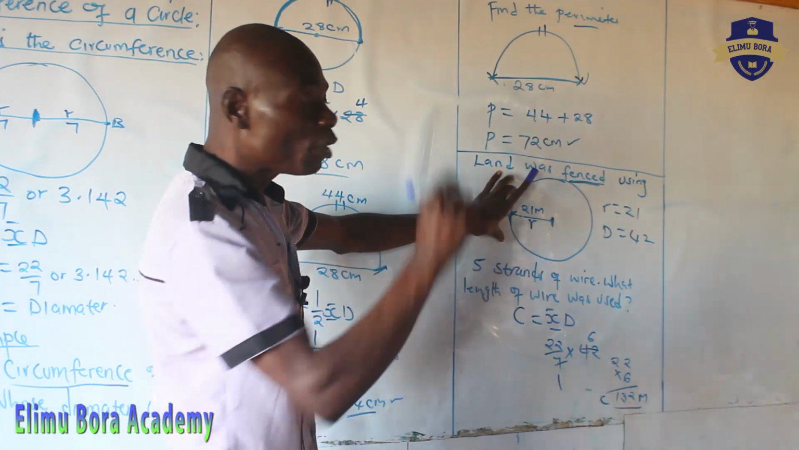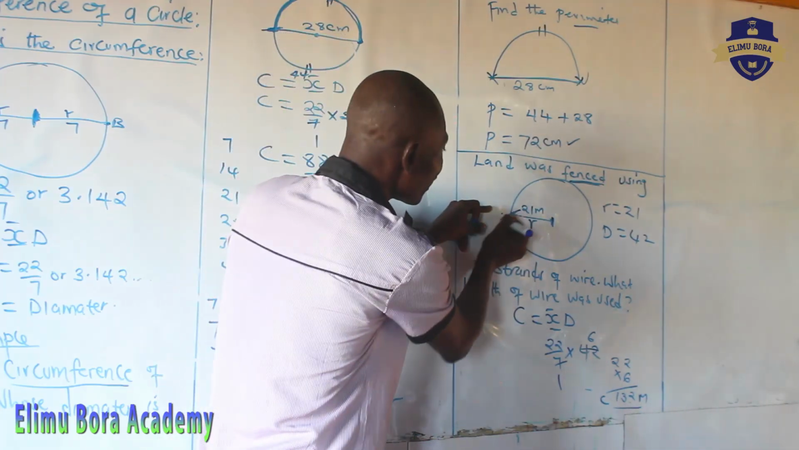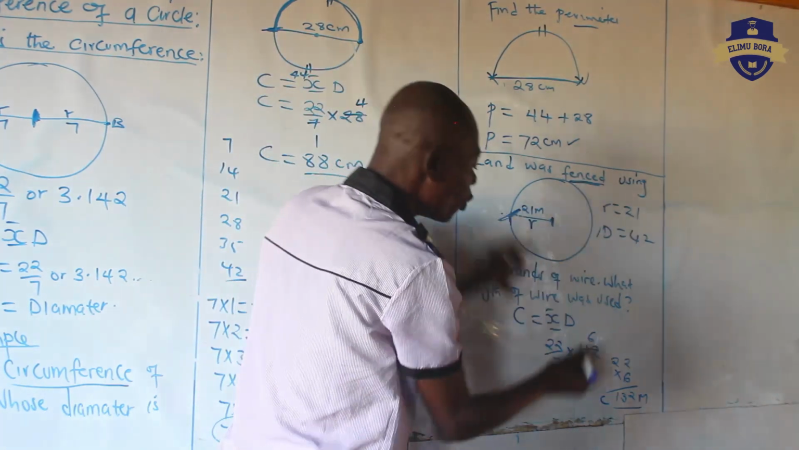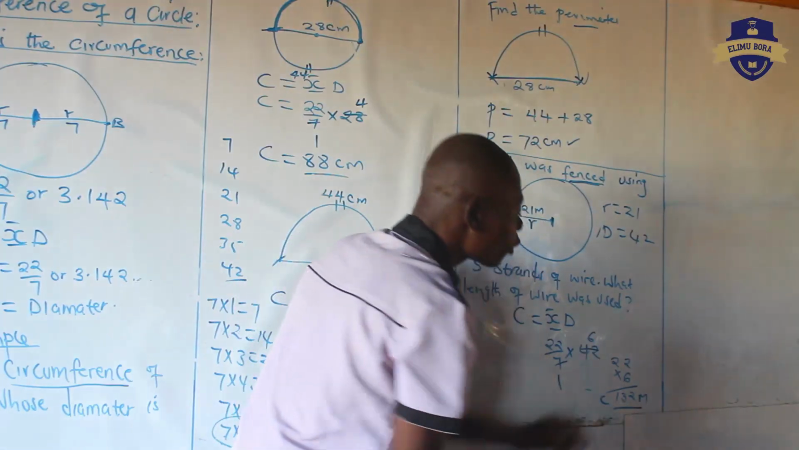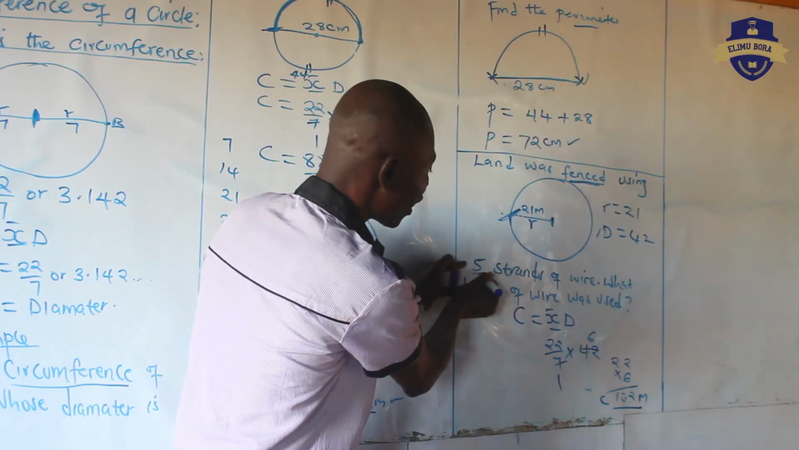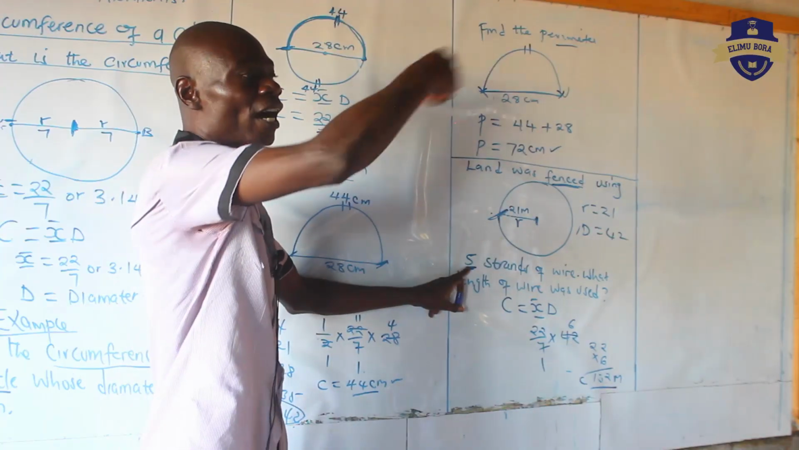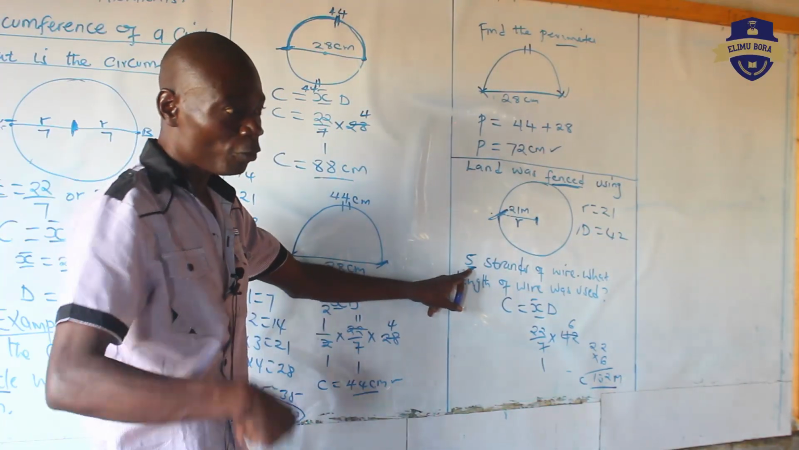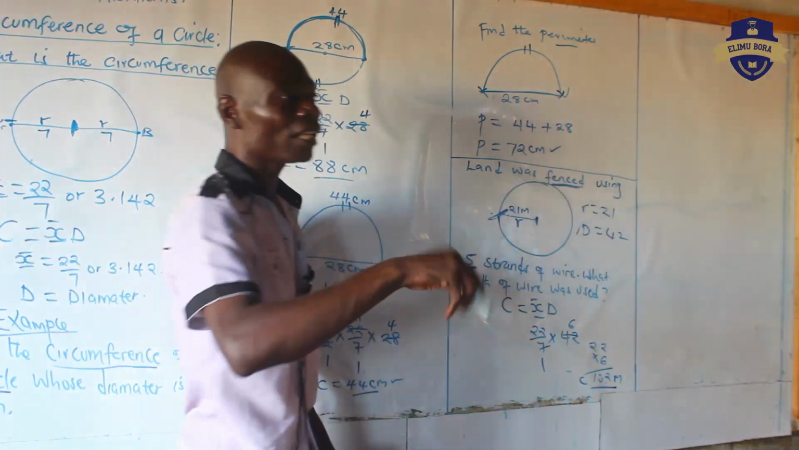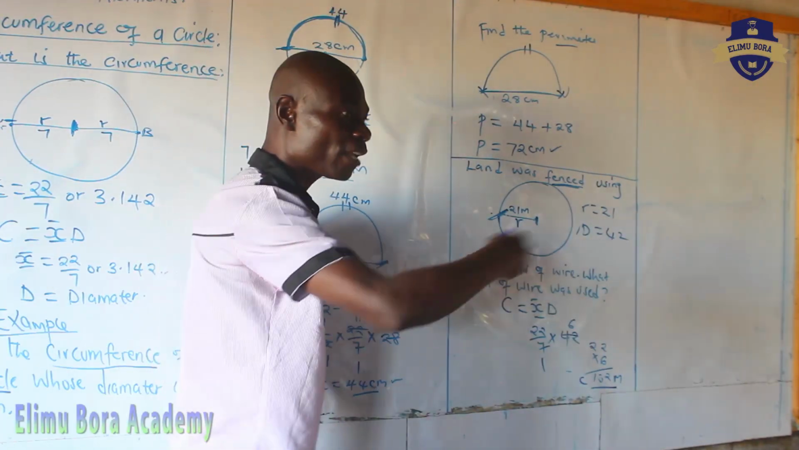Now listen, they have introduced the issue of fencing. If you fence this particular field once, you require 132 meters of wire. That's the length you require. But they have said they used how many strands? 5 strands. It means they fenced 5 times. The first time, that's circumference, which is 132. Second time again 132. Third time 132. Fourth time 132. Fifth time 132.